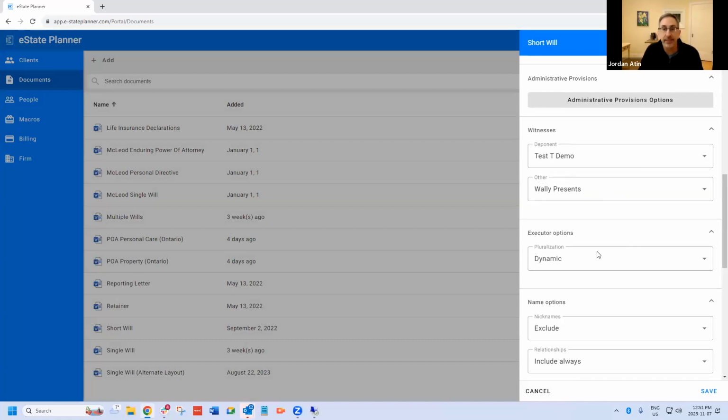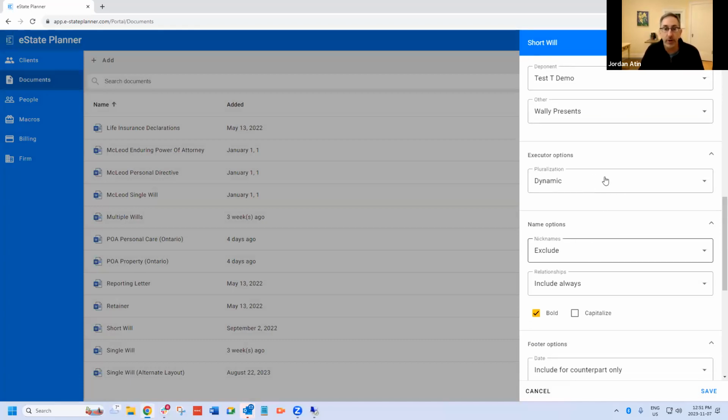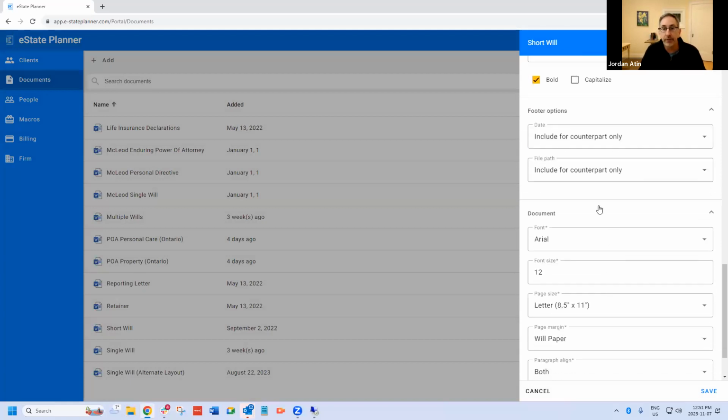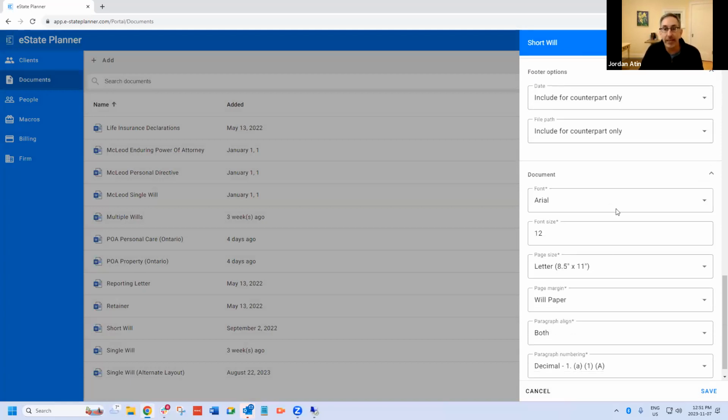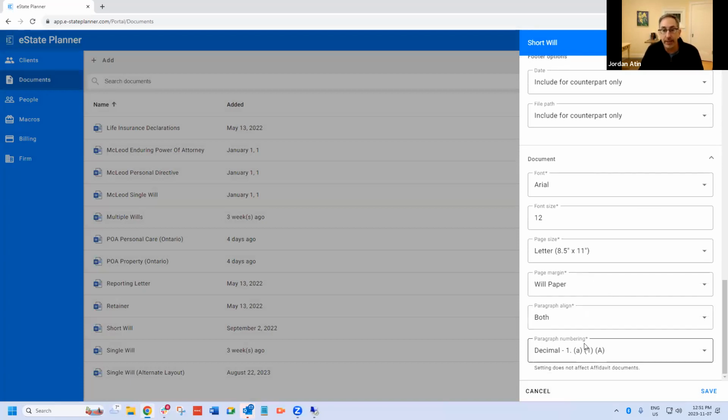Then we have other customization options, of course, that you've seen before: the name options, the footer options, and then the formatting. What font you want, what margins you use, how you want the alignment, what decimals you want, or what number you want. That would set it up as default. Every time you open up the short will, it would go to that first. And if you wanted to change it for a particular client, you can always do that and it would be saved for that client. Does that answer the question? Or is there some other formatting that you're thinking of?